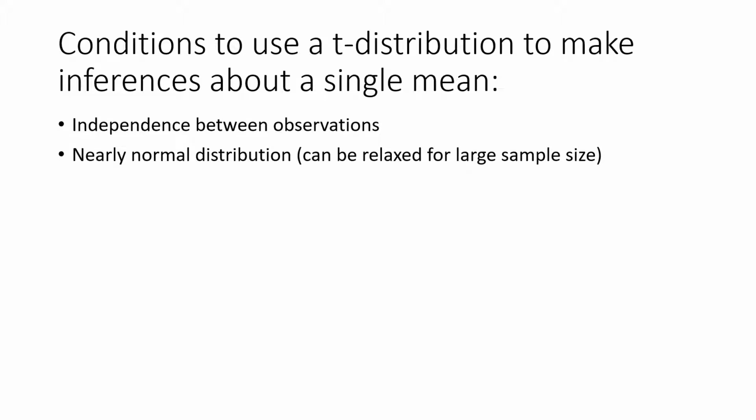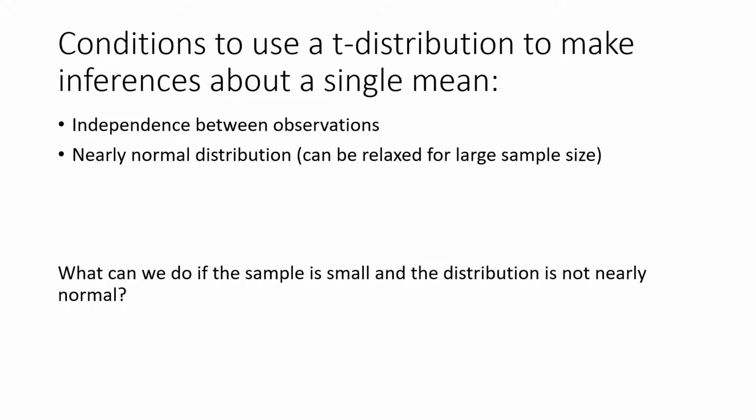Remember that the conditions to use a t-distribution to make inferences about a single mean, or the mean difference if you're working with paired data, are that you have independence between observations and that you have a nearly normal distribution, which can be relaxed for large sample sizes.